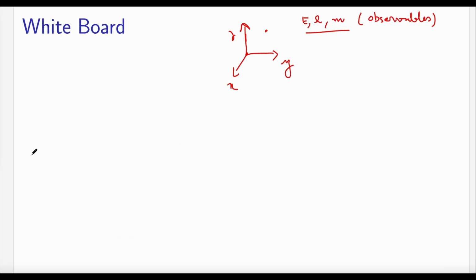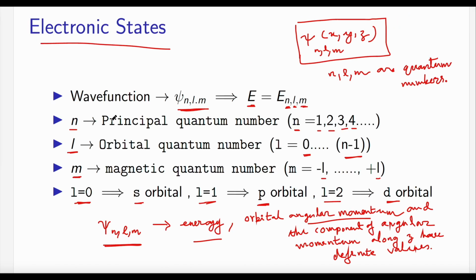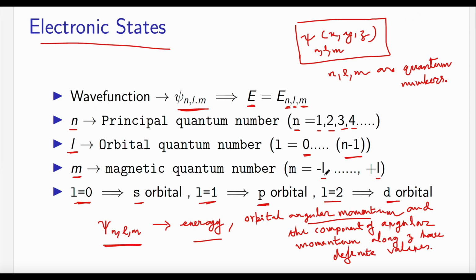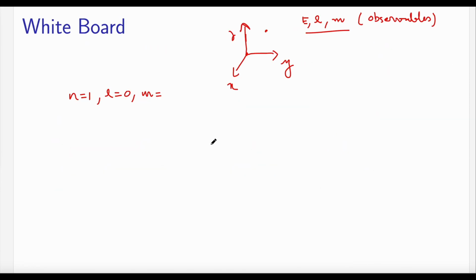Suppose n is equal to 1. If n is equal to 1, then what are the possible values of L? 0 to n minus 1. Now n is 1 here, so here your L can have only one value, and that is 0. And what is the value of m? M can take the value minus L to plus L. So if L is only 0, that means m has only one value, that is 0. Okay. So this is one quantum state.